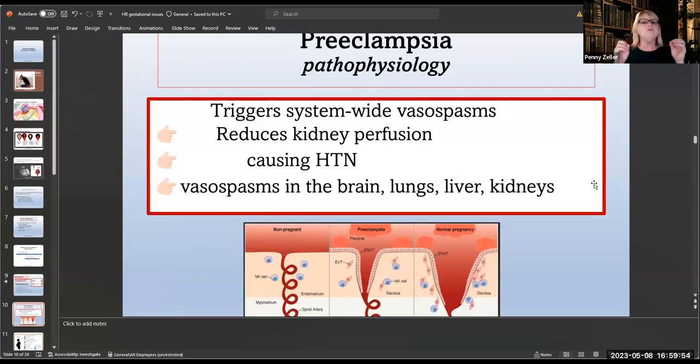So the pathophys of preeclampsia, it's a trigger. The placenta triggers system-wide vasospasm. So it reduces kidney perfusion, causing high blood pressure. And then vasospasms are also occurring in the brain, lungs, and liver.